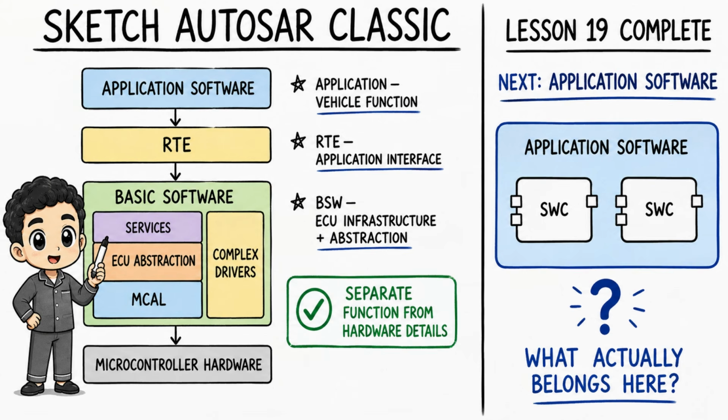We have now built the complete map. The next question is what actually belongs inside the application software layer, how software components represent vehicle functions, and what should stay out of application code. That's where the next lesson starts.